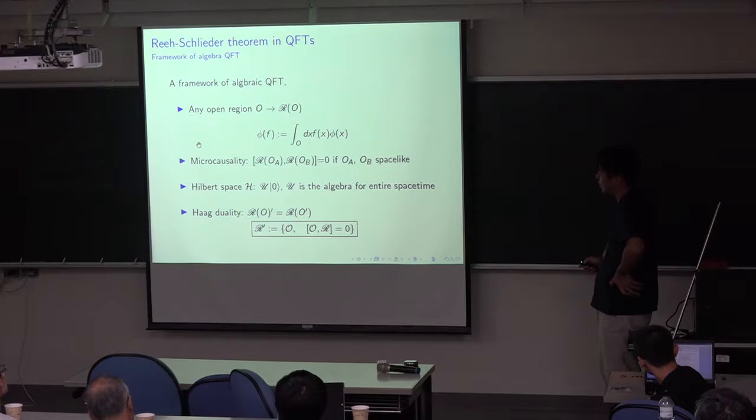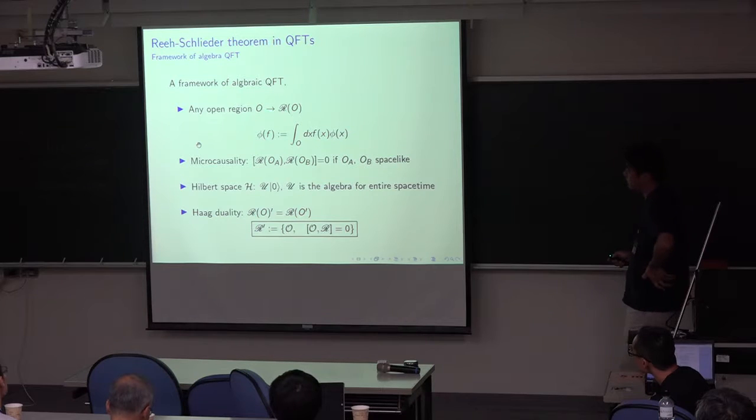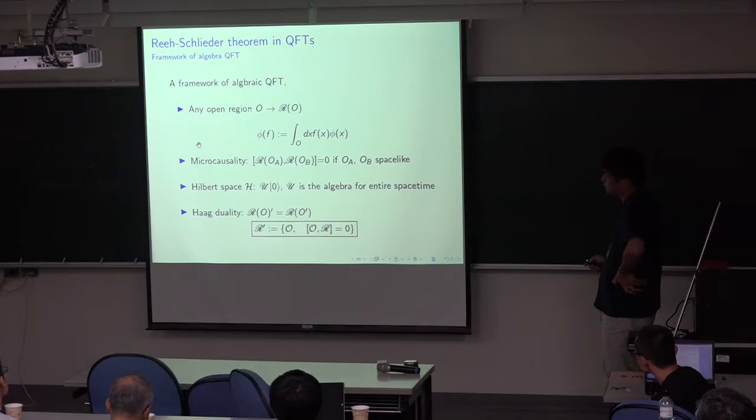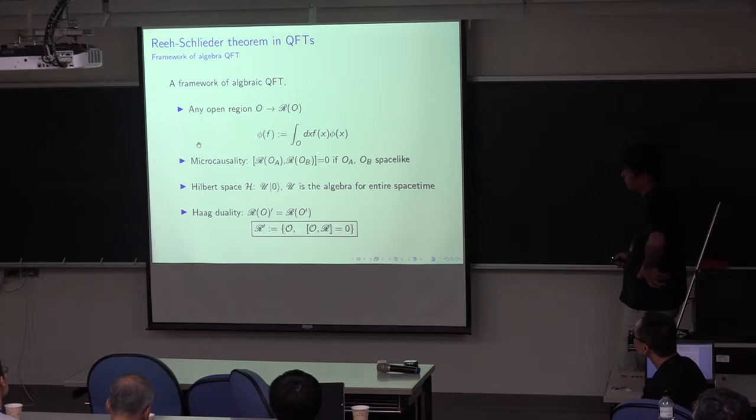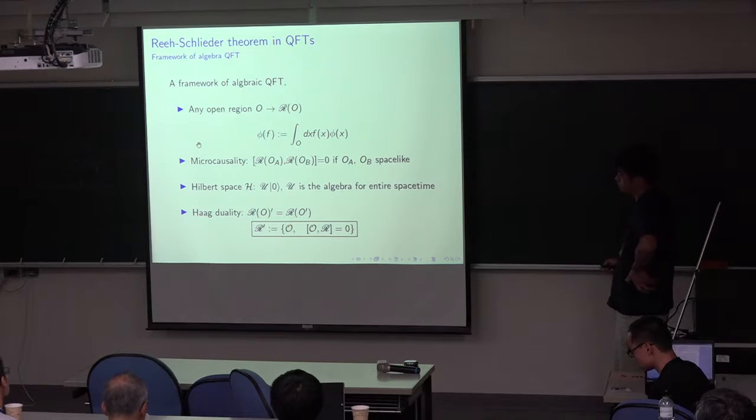His starting point is that for any open subregion, you can define some algebras associated with these regions, called C-star algebras. For example, I can define this kind of operator with some smearing function, and this integral is confined to the region O. This is a local operator, and it also satisfies some macro causality relation.